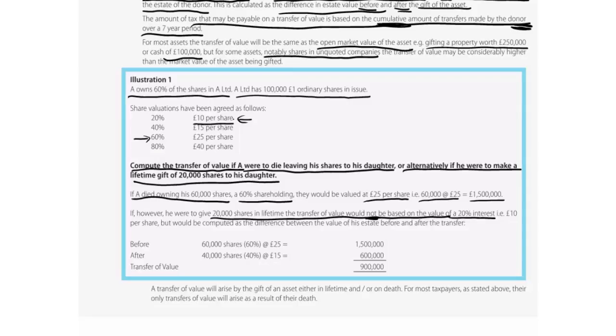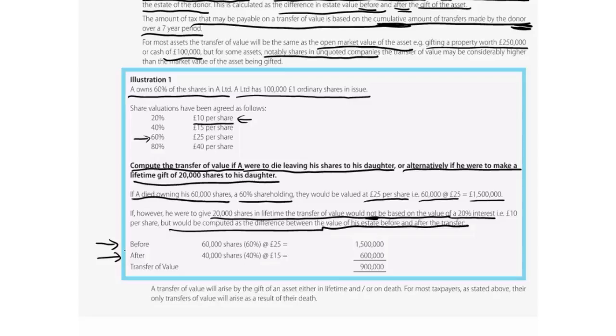We would not look, as we did for CGT, at merely the market value of the asset being gifted, i.e. £10 per share on 20,000 shares would be 200,000. But instead, it would be computed as the difference between, remember what it was? What he had before the transfer and what he had after. The value of his estate before and after the transfer. So we simply make that comparison. Here, in relation to the shares being gifted, how many shares did he own before the transfer and what value did they have? How many shares did he have after the transfer and what value would they have?